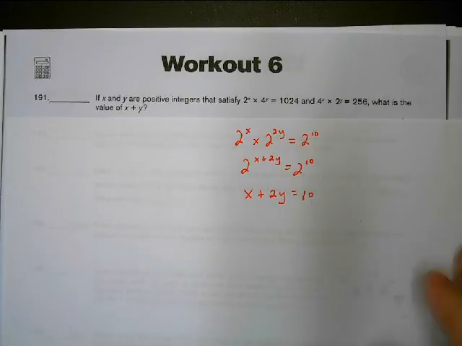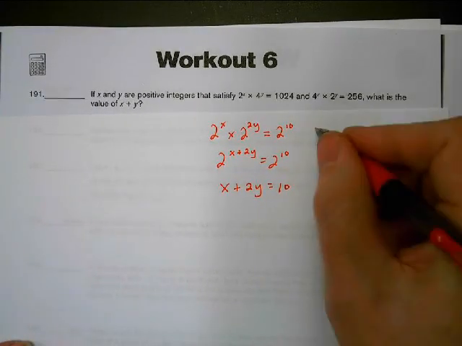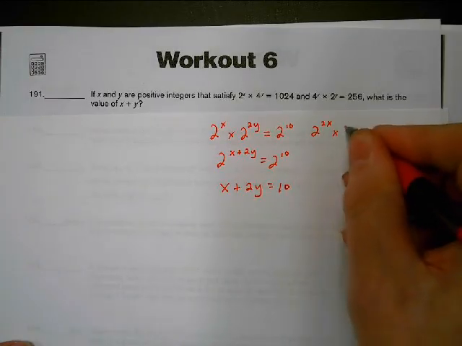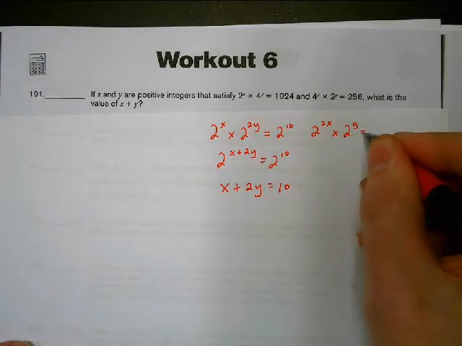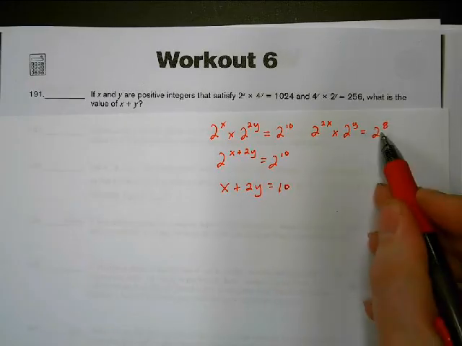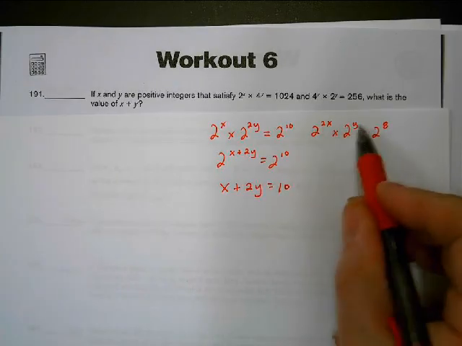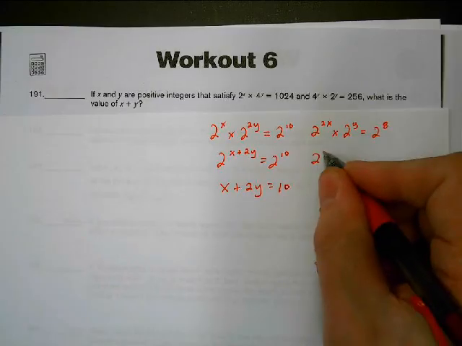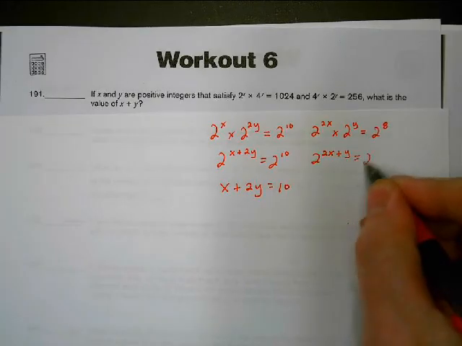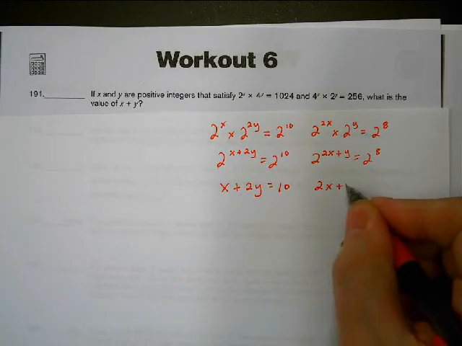All right, let's move on to the second one. This is 4 to the x, so that would be 2 to the 2x, times 2 to the y, and then 256 is 2 to the 8th power. So I changed everything to the same base. I'm going to do the same thing over here. We're multiplying like bases, so we add the exponents. We get 2 to the 2x plus y equals 2 to the 8th. And now we can set these two equal to each other. We get 2x plus y equals 8.